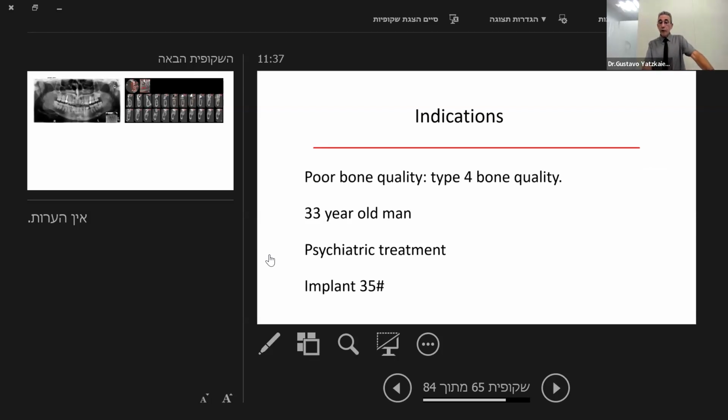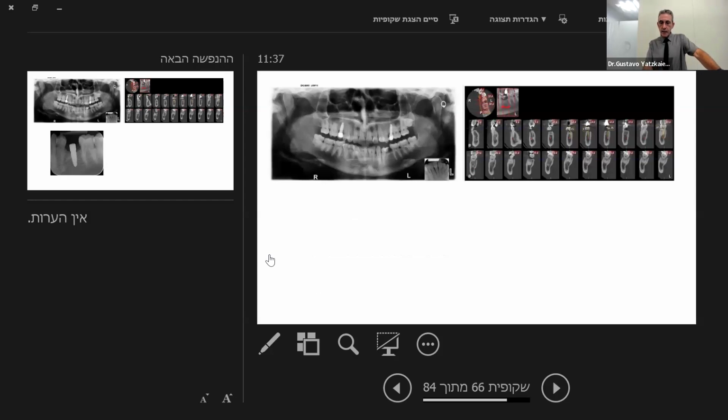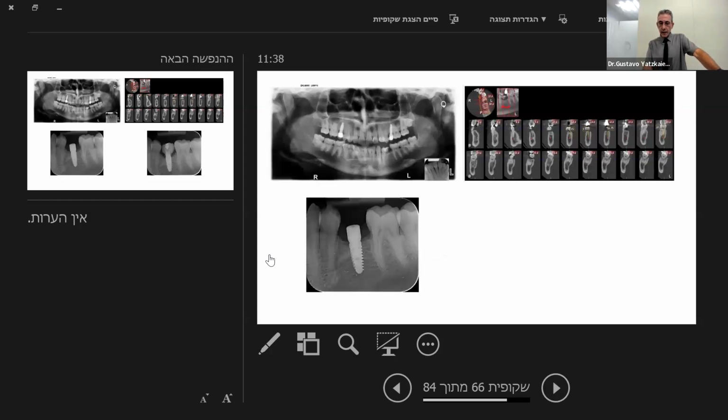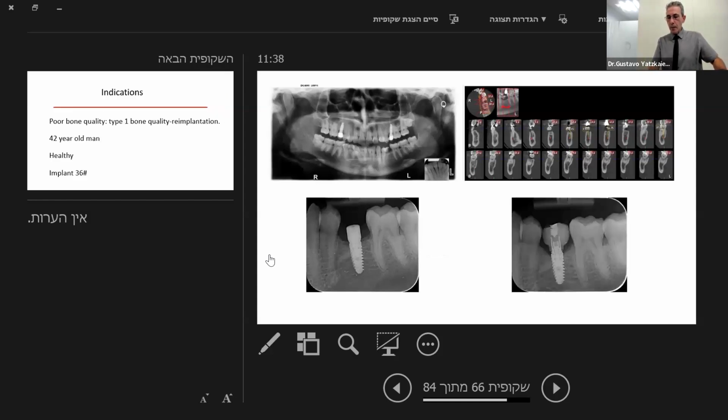I want to share with you 4 simple cases in order to show you what I'm doing. The first case is a 33-year-old man, very young, under psychiatric treatment, with an implant in the 35 area. The interesting thing was that the bone quality was type 4. As we can see here in the CT scan, very soft bone. I inserted the implant, and this implant was rehabilitated.